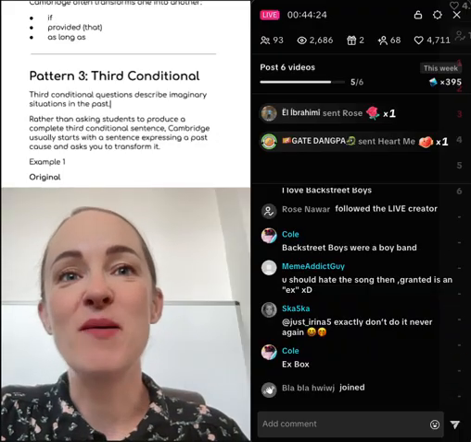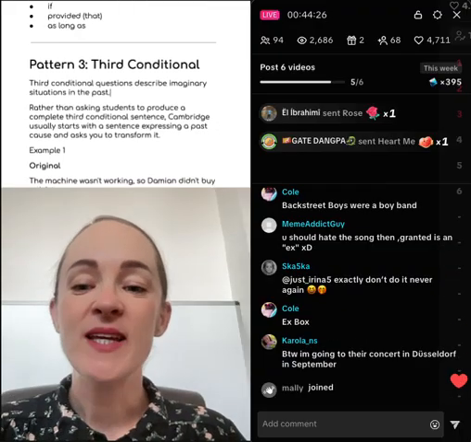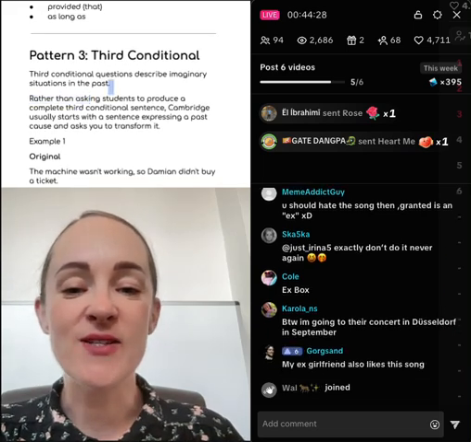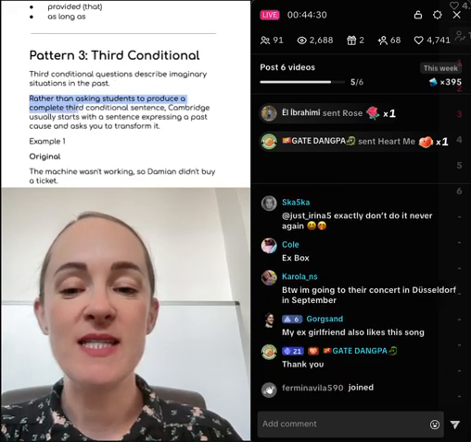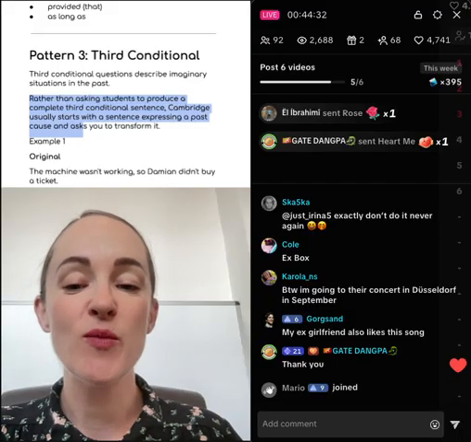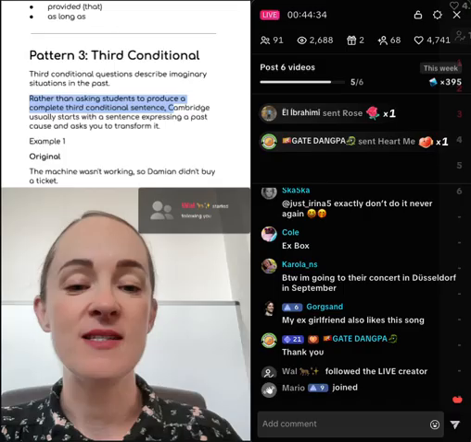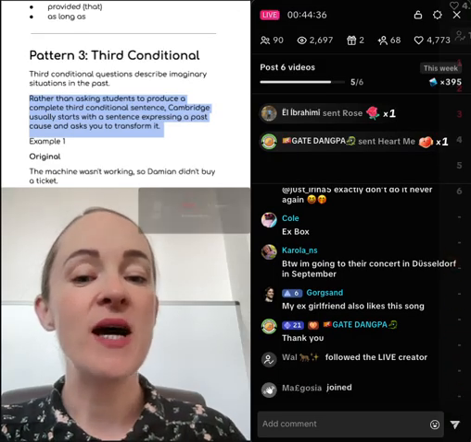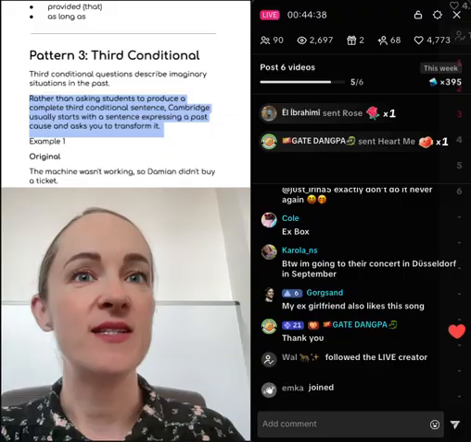Okay, Xbox. Okay, so rather than asking students to produce a complete third conditional sentence, Cambridge usually starts with a sentence expressing a past cause and asks you to transform it.